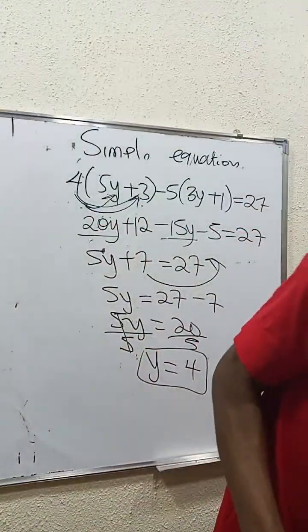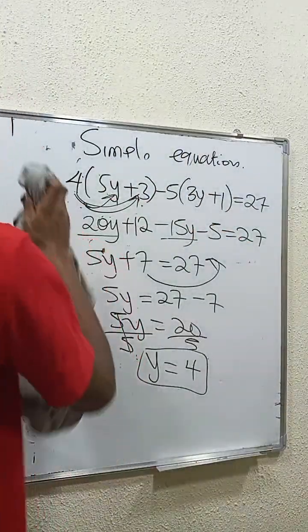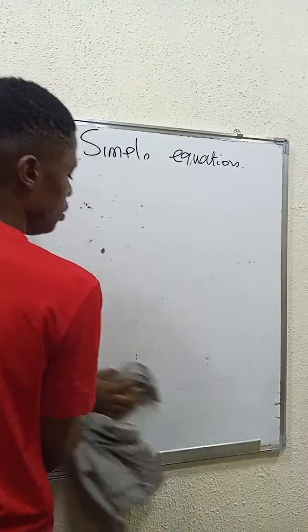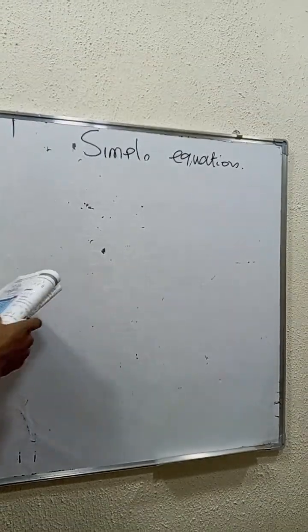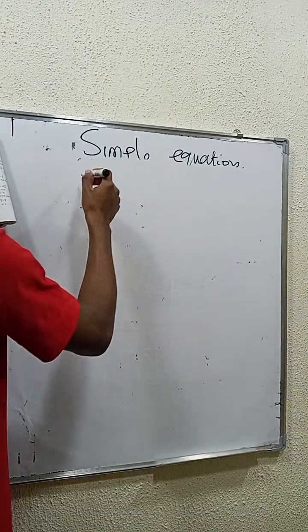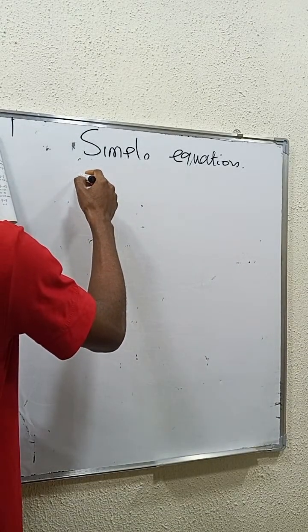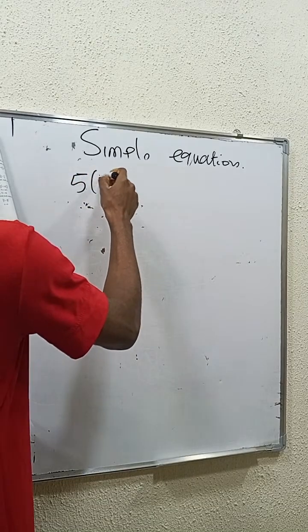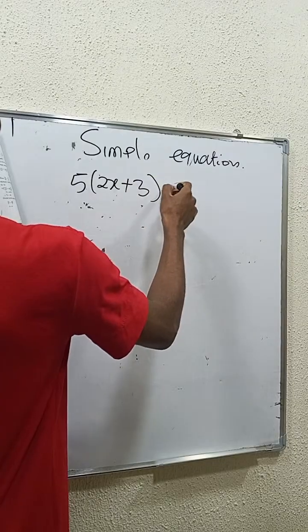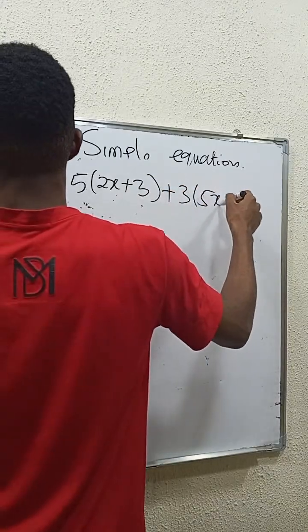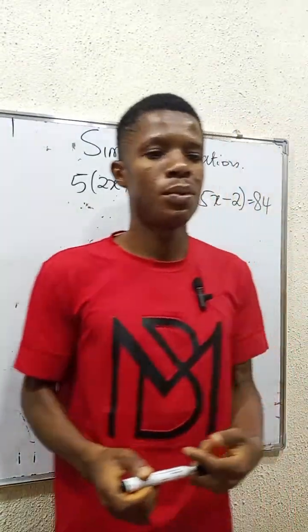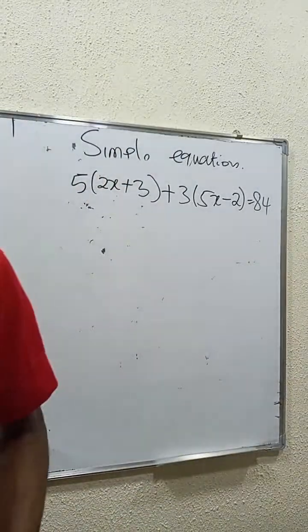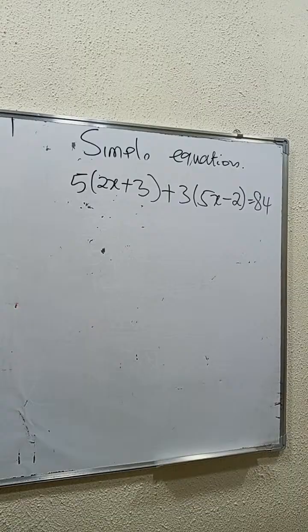So let's take another example. Let's look at 5 into 2x plus 3 plus 3 into 5x minus 2 is 84. This one is another problem we are going to solve with ease. It's very, very easy. Just apply the rules.